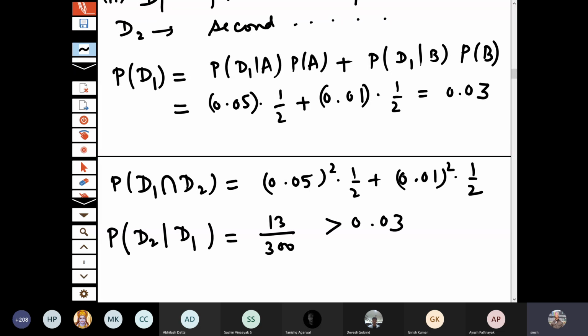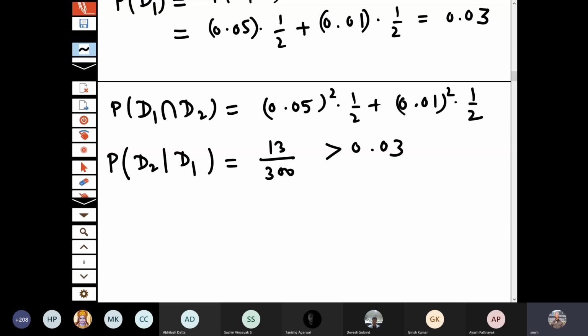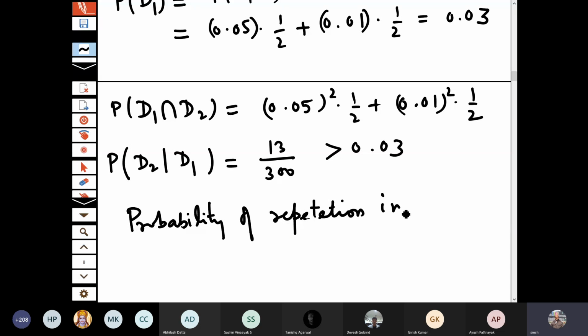That means if the first is defective, then there are more chances that the product has been taken from that factory which has a higher number of defectives. So it is called a property that probability of repetition increases. Okay.